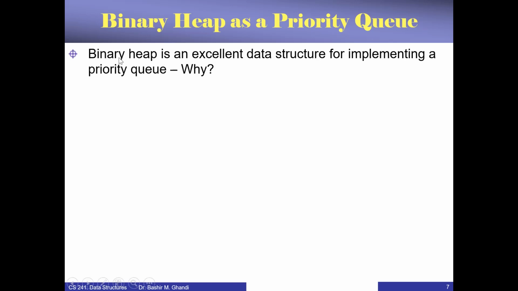It says here, binary heap is an excellent data structure for implementing a priority queue. We shall see the detail of the reason why, but I can just mention the two main important points here. One is that it allows direct access to the highest priority element. The highest priority element is always at the root.